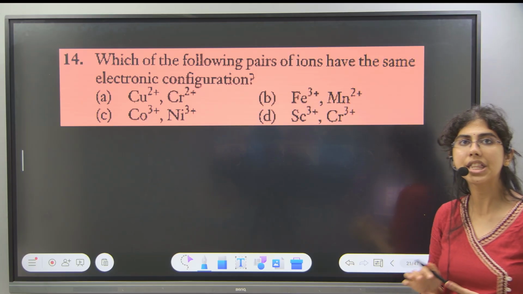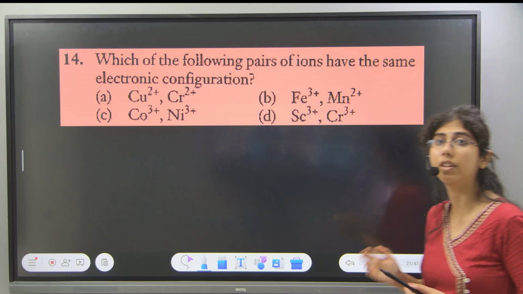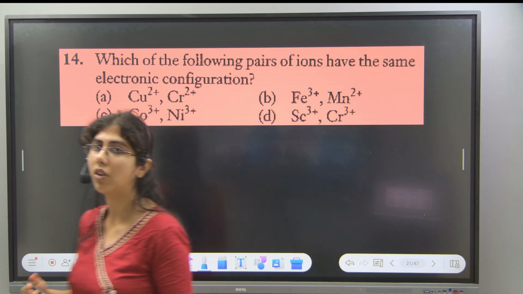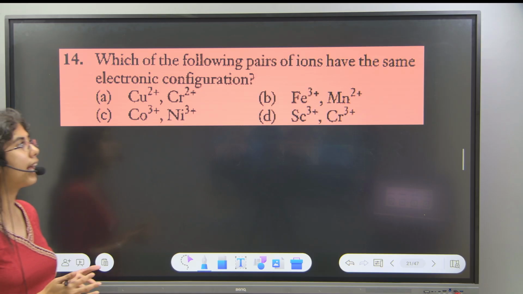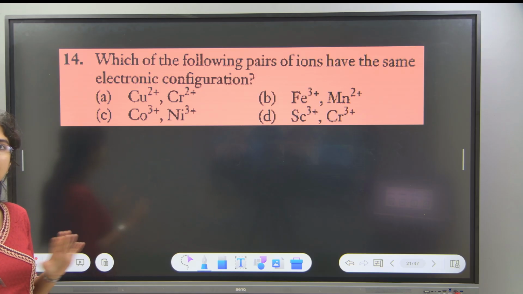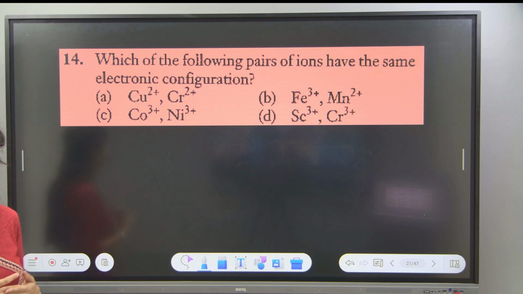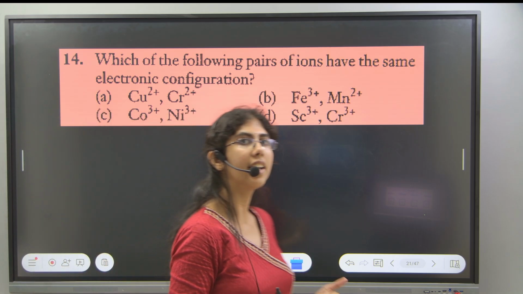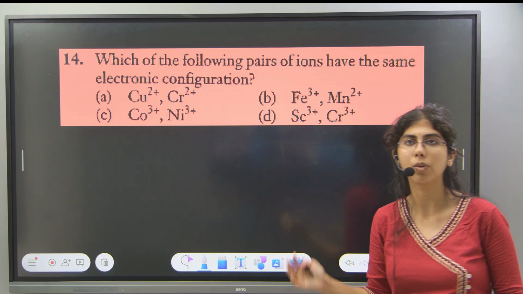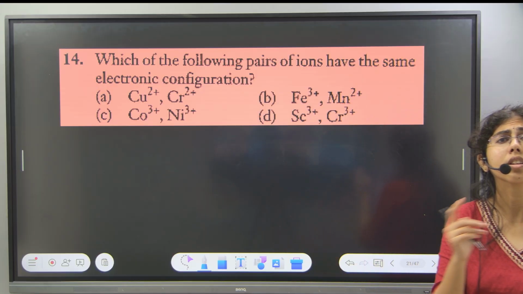Can you answer this? Which has the same electronic configuration? Everybody should answer this. These are easy questions. No need to study D and F block elements to answer these questions. Option D, ma'am.